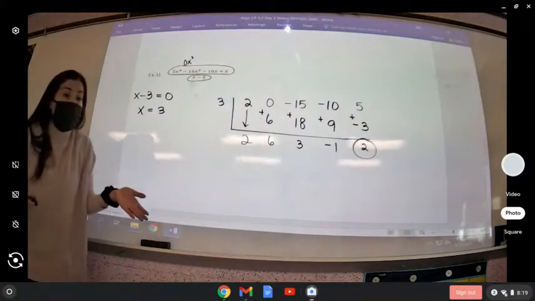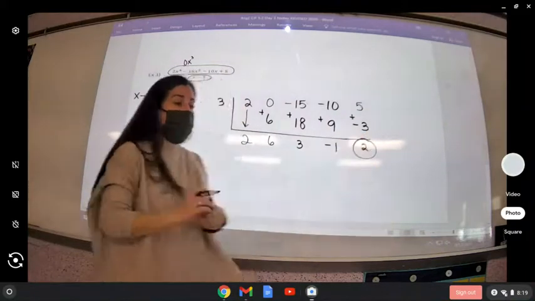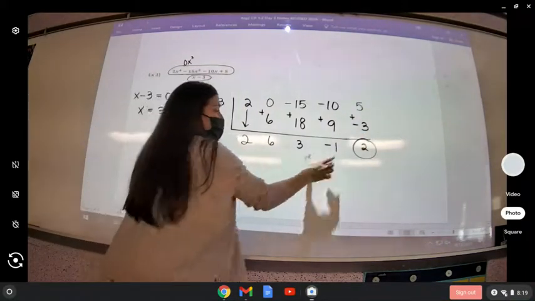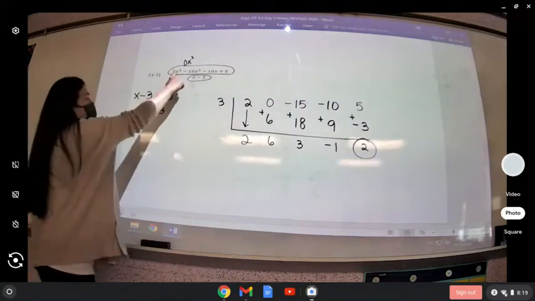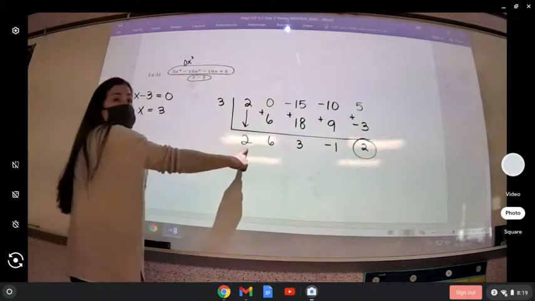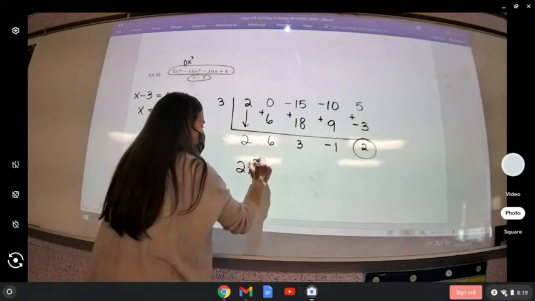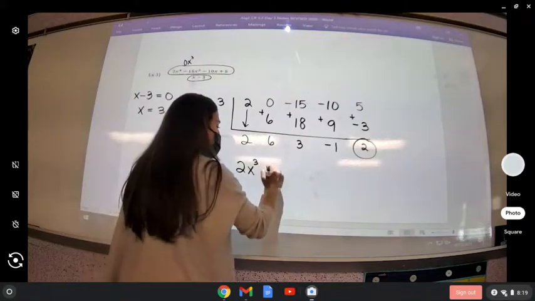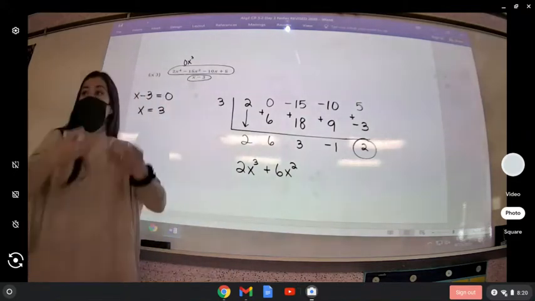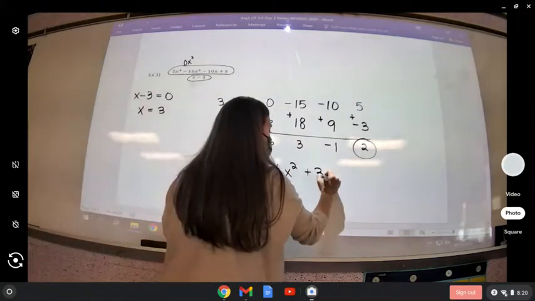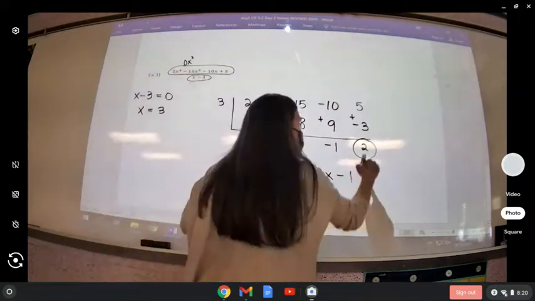Okay, so if you remember at the very beginning of class, we had a remainder of 2. That last number is your remainder. And these are the coefficients of your answer polynomial. We got to put the variables back in. So guys, if this one was x to the 4th, this one starts with an x to the 3rd. So this is going to be a 2x to the 3rd. What comes after an x to the 3rd? An x squared, so that's a 6x squared. What comes after an x squared? Just x, that's a plus 3x. What comes after a just x? Just a number. And then that's your remainder.